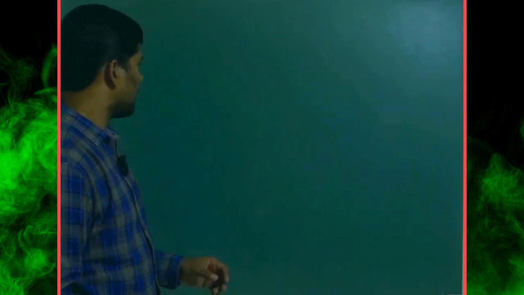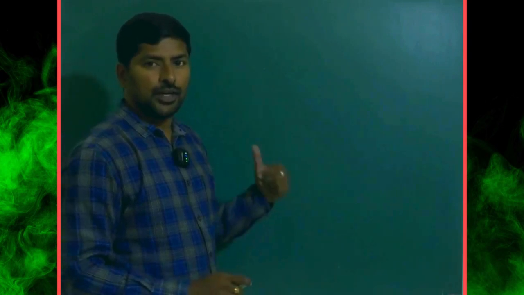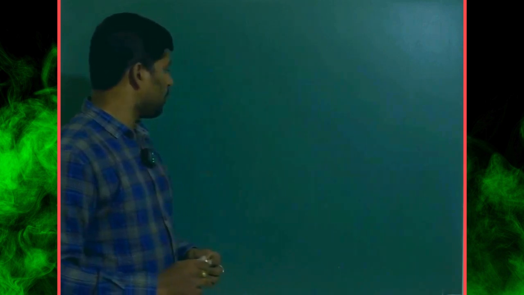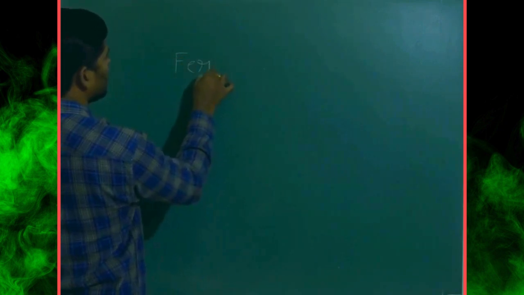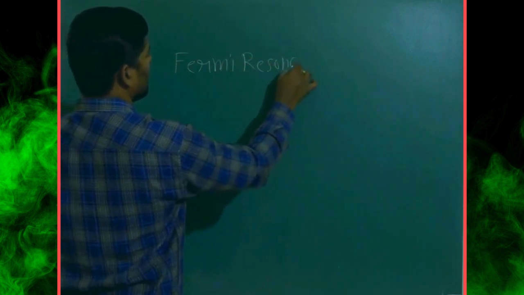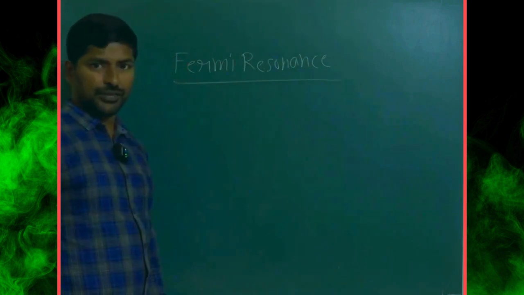Hi, Andy. In the last class, we discussed vibrational spectroscopy. We considered both simple harmonic motion and anharmonic motion also. Now, before going to Raman spectroscopy, a small concept from vibrational spectroscopy, that is Fermi resonance. What is Fermi resonance? What is the concept of Fermi resonance?